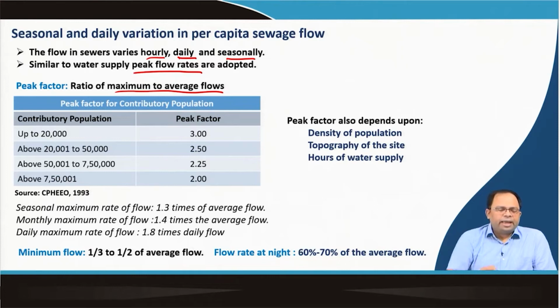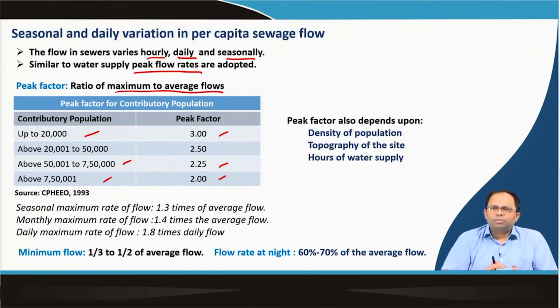The peak factor, again, we do it based on the kind of population that is housed in a particular city. If it is up to 20,000, peak factor is 3. If it is 50,000 to 7,50,000, it is 2.25. If it is more than 7,50,000, it is 2. Now, as you can see, the higher the size of the city, the lower the peak factor. So, that is the basic rule that we will follow.